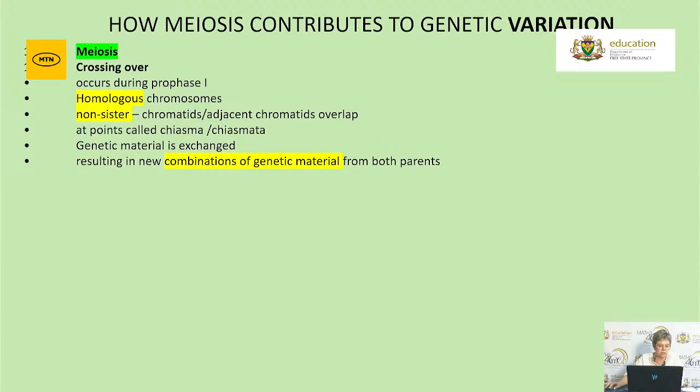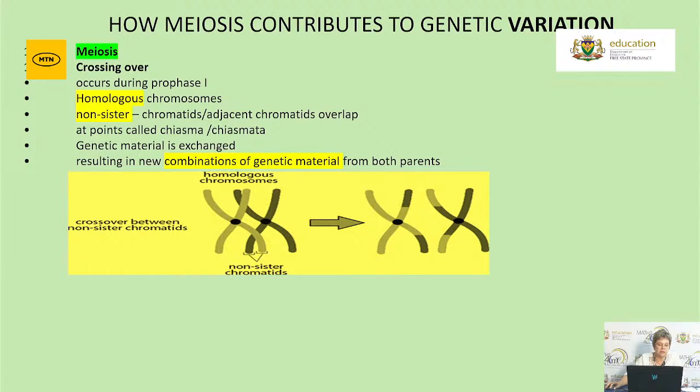So it's homologous chromosomes, and when they are lying together, it is usually the non-sister chromatids that overlap. Not any chromatid overlaps during crossing over. It is the non-sister chromatids of a homologous chromosome pair, or the adjacent chromatids, that overlap. They exchange genetic material, and then, very important, the product of crossing over is a combination of genetic material from both parents, or genetically different chromosomes. Genetically different chromosomes are the end product of prophase.